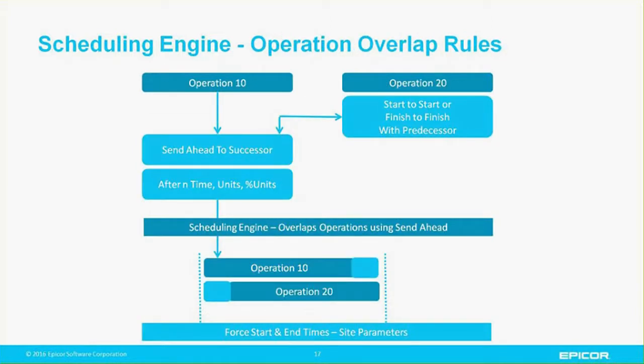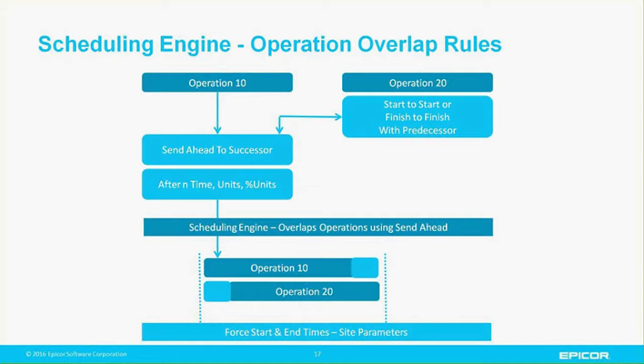Operation overlap rules may be defined between operations on the routing of a method of manufacture through the use of send-ahead and successor operation start and end parameters. The send-ahead quantity is set on the predecessor operation, either in the form of an elapsed time, an absolute quantity, or a percentage of the job quantity. The scheduling engine converts the elapsed time send-ahead into a quantity based on the runtime of the operation. The successor operation holds the start or finish relationship that is required between the two operations. How this is set is dependent on the cycle time of the successor operation relative to the predecessor.